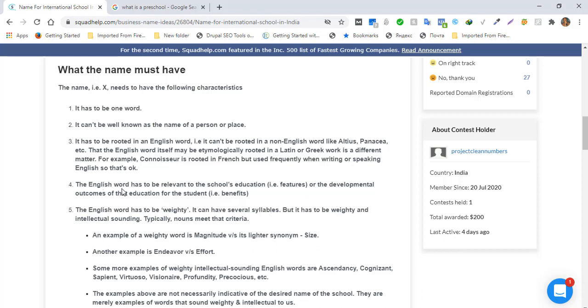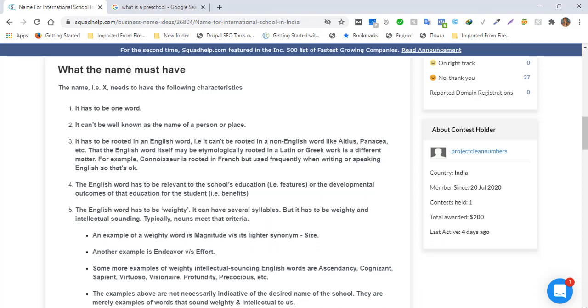The English word, again I'm reading it, has to be relevant to the school's education. That's features that have been enumerated earlier, or the developmental outcomes of that education for the student. That's what they are doing, what they intend achieving for the preschool. The English word has to be relevant to their theme, to the preschool, to the nursery school, to the kindergarten. It has to be relevant. It shouldn't be out of it.